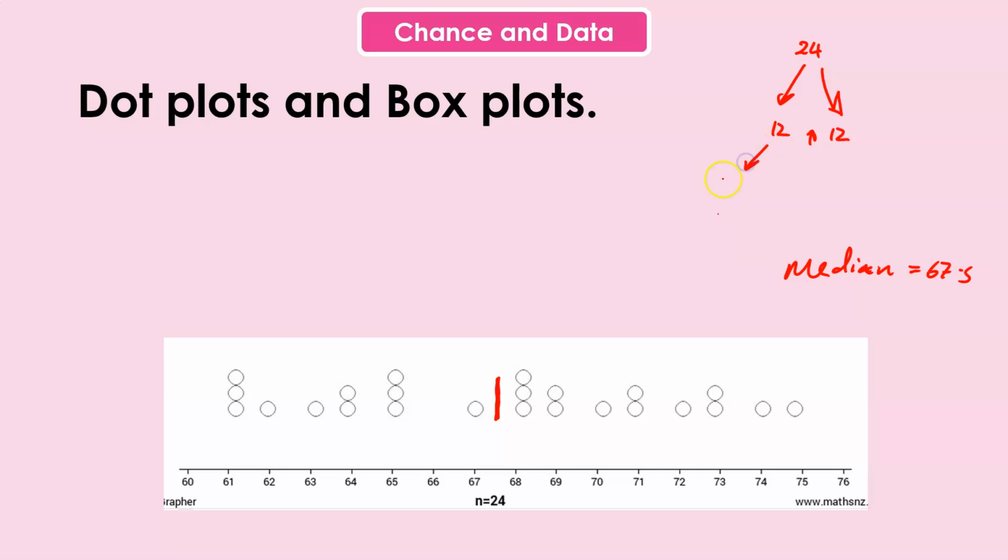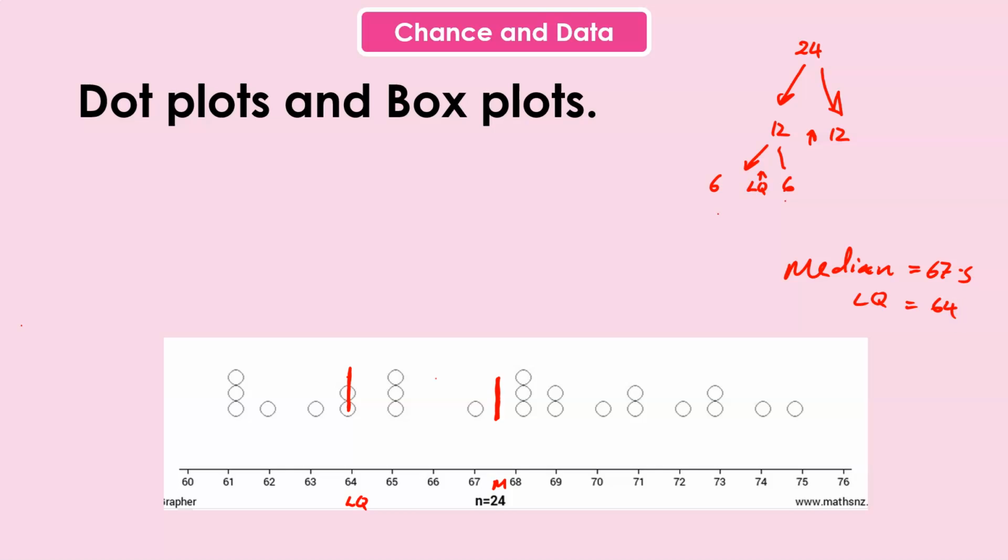Now with the 12s, they break into sixes, so 6 and 6, with the lower quartile between the two of them. So I can count out 6, 1, 2, 3, 4, 5, 6. So it means that the lower quartile is actually there, which is 64. The LQ is equal to 64.